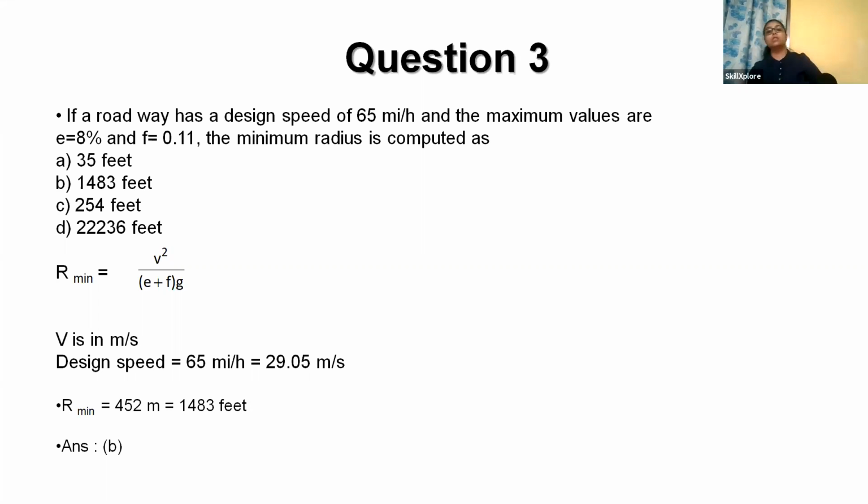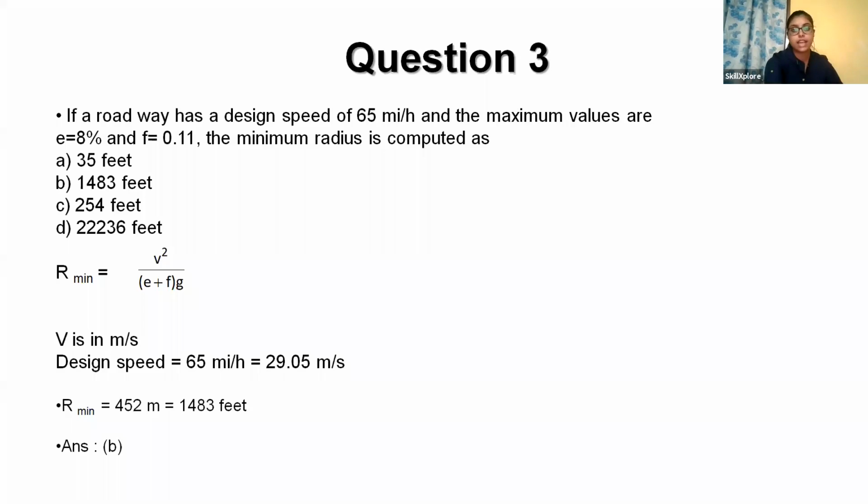The thing is, this formula gives the answer in meters, so here the V value is in meter per second. R minimum is equal to V square by g times (e plus f). Here the V is in meter per second. But in our question, the speed is given in miles per hour. So first we have to convert the value into meter per second.